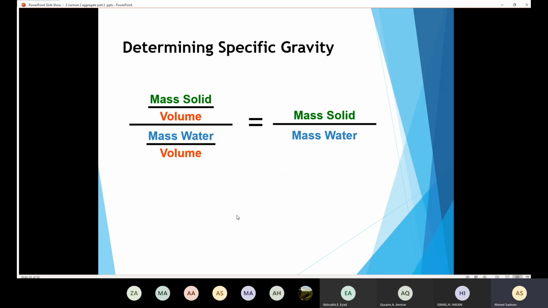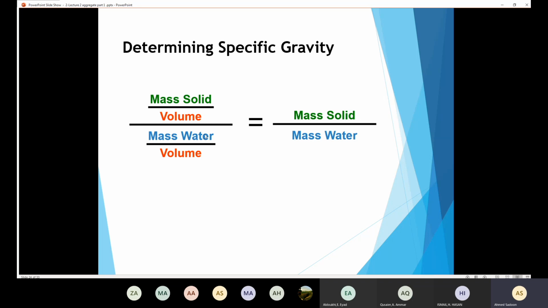So let's focus here. We say that the specific gravity is gamma solid or gamma object. Here we are going to say that we are going to have gamma aggregate over gamma water. Gamma aggregate is the mass of the aggregate over the volume of the aggregate, while gamma water is the mass of the water over the volume of the water. You can take the volume of the solid, or the volume of the aggregate, with the volume of the water, but in this case, this volume should be similar to that volume.